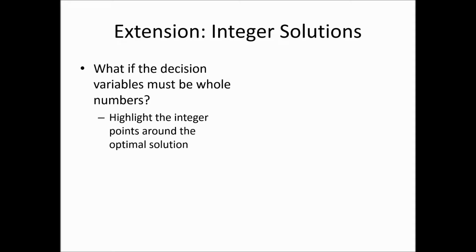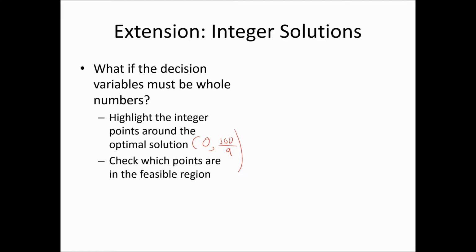What you do is you highlight the integer points around the optimal solution. The optimal solution might be the one that has the decimal in it. So 0, 100 over 9. So figure out what integer points are around there. Check which of those points are actually in the feasible region, and then test those integer points to figure out which one is the best of them at least.